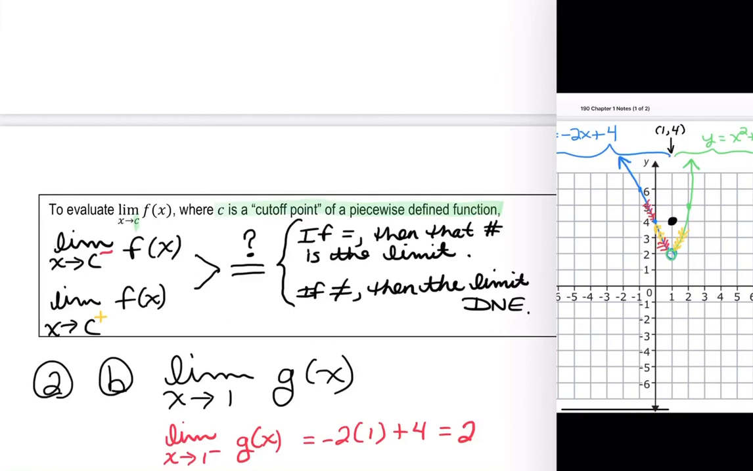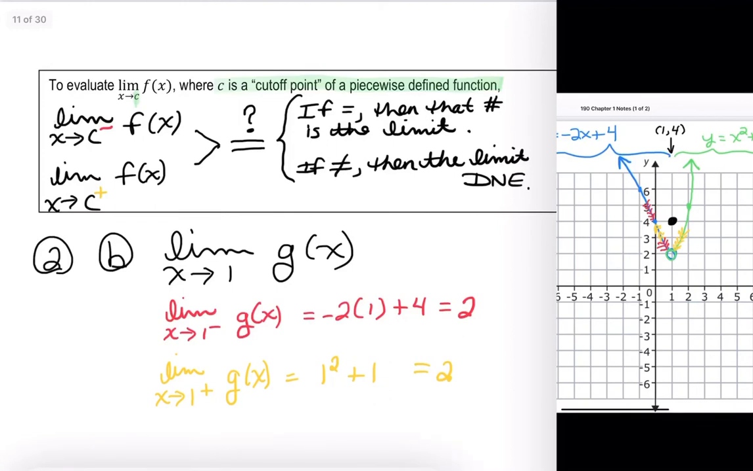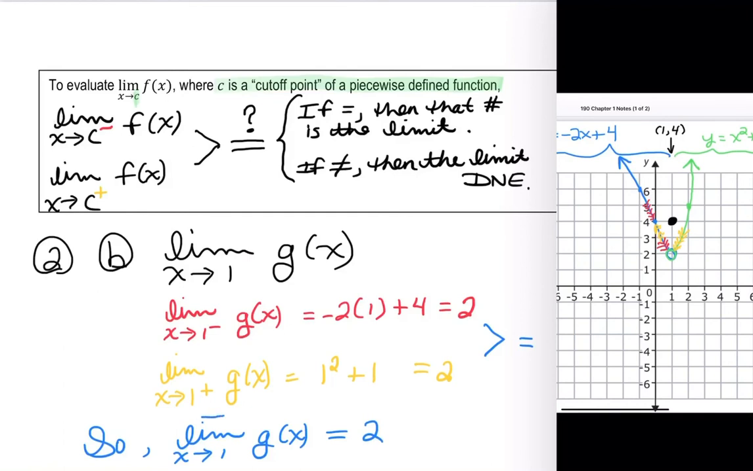And I hope you're looking at the picture on the right-hand side. This is exactly what we looked at before. We're just doing it analytically. I don't have to take the time to do the full graph and everything. Those two are equal, so now I know that my limit as x approaches 1 on this g of x function is equal to 2. And that's how we're going to evaluate limits of piecewise functions.